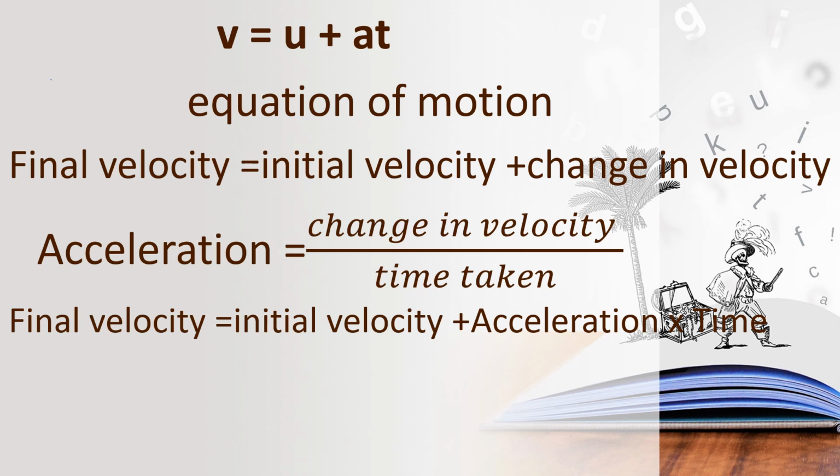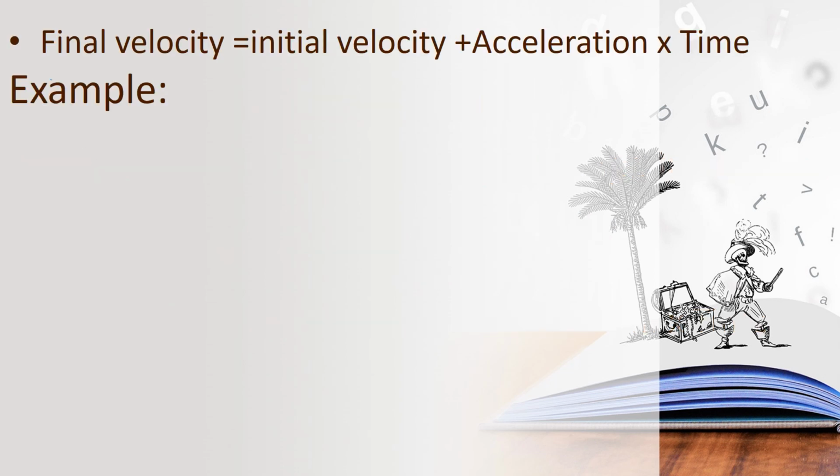Can you all understand, children? So we know how we derived the equation of motion. What is the equation of motion? v equal to u plus at. That is, final velocity equals initial velocity plus acceleration into time. Can you all understand, children? So final velocity equals initial velocity plus acceleration into time. Is it, children? So let us try to understand it with an example.